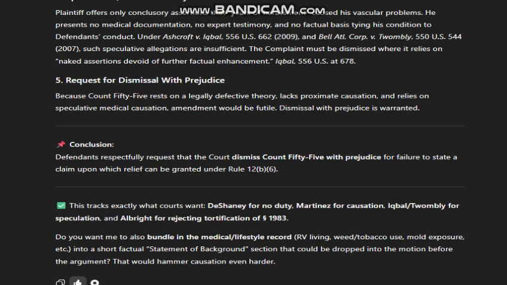This tracks exactly what courts want. DeShaney for no duty, Martinez for causation, Iqbal and Twombly for speculation, and Albright for rejecting the tortification of Section 1983. Do you want me to also bundle in the medical lifestyle record, RV living, weed and tobacco use, mold exposure, etc., into a short statement of factual background that could be dropped into the motion before the argument? That would hammer causation even harder.